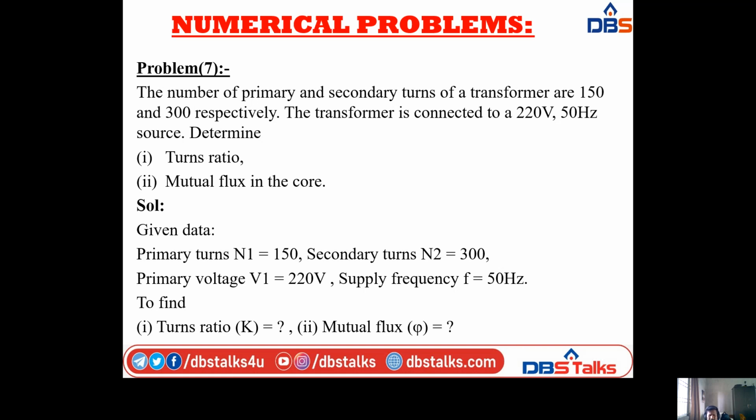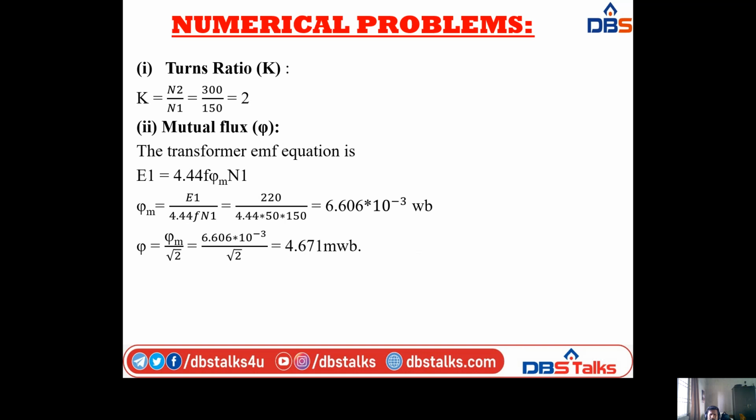Now transformation ratio, turns ratio. Turns ratio K and mutual flux phi. So turns ratio V2 by V1 is equal to N2 by N1, that is equal to E2 by E1. Therefore K is equal to N2 by N1, that is 300 by 150, that is equal to 2.